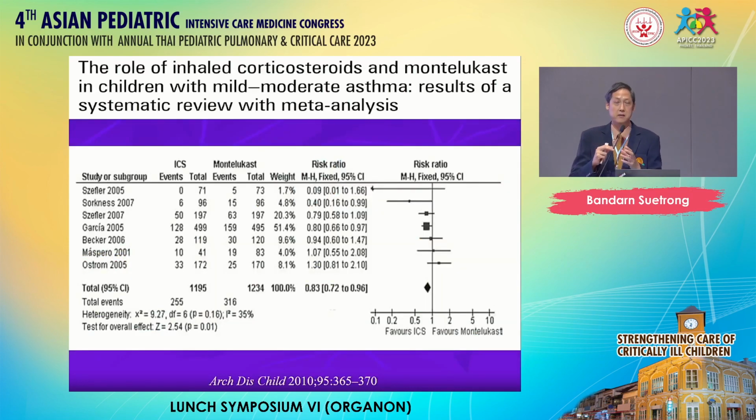If we see the many RCTs comparing the inhaled corticosteroid with montelukast, I will honestly tell you that the inhaled corticosteroid in the big picture has a better outcome in terms of asthma control compared with montelukast. That is why the GINA guideline recommends that we should use the inhaled corticosteroid as the preferred asthma controller option.